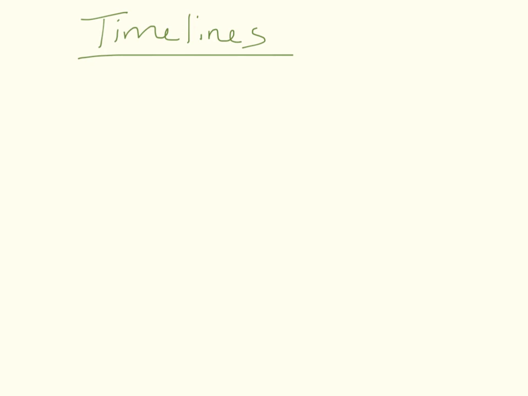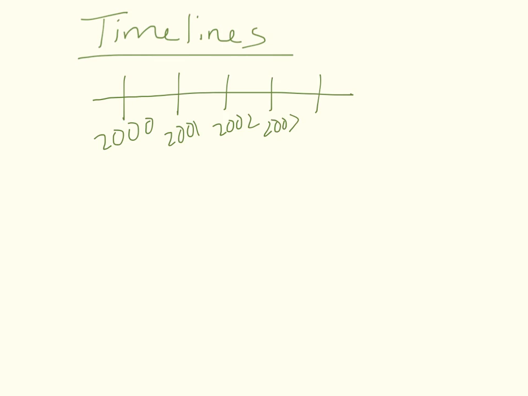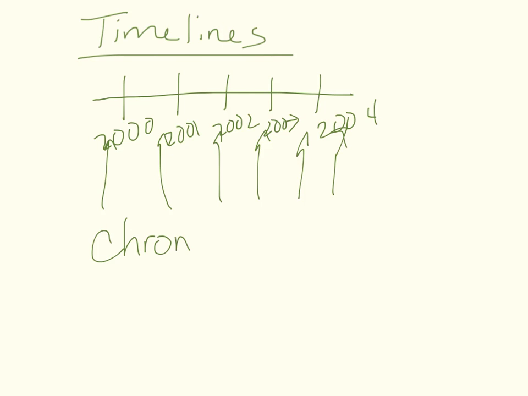What are timelines? Timelines are just what they say. They're lines associated with certain times. Let's just start with an easy one: 2000, 2001, 2002, and so forth, right? And what this does is it allows us to place events that took place at certain times so that we can see the chronological order that they occurred in.